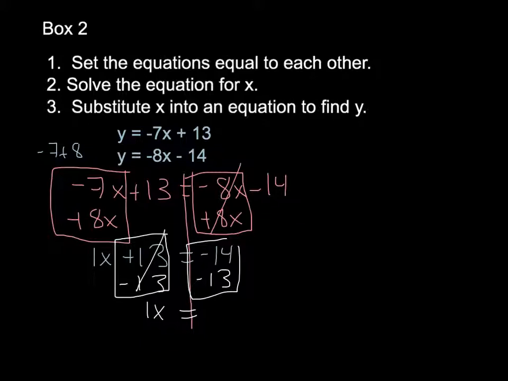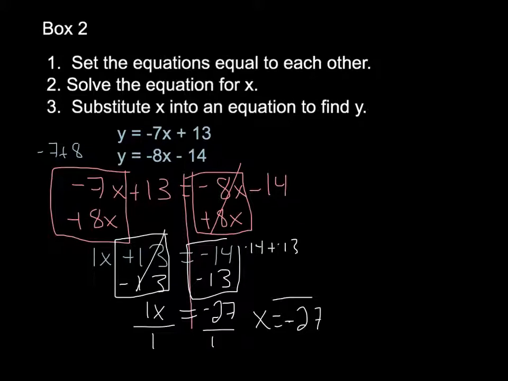equals, this is negative 14 plus negative 13. Those are the same, so I'm going to add them. And they're both negatives. When you add negatives, they stay negative. So negative 27. Now you're going to divide by 1. So x equals negative 27.